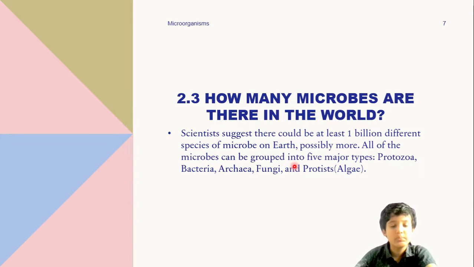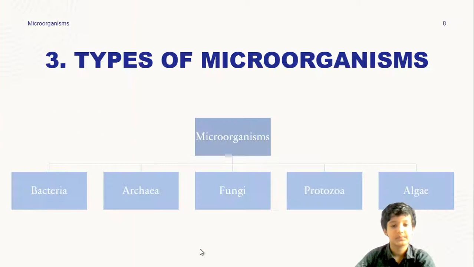How many microbes are there in the world? Scientists suggest there could be at least 1 billion different species of microbes on Earth, or even possibly more. All of the microbes can be grouped into 5 major types: protozoa, bacteria, Archaea, fungi, and algae or protists. Let's dive deep into the types of microorganisms. As I said, the 5 major types of microorganisms are bacteria, Archaea, fungi, protozoa, and algae.